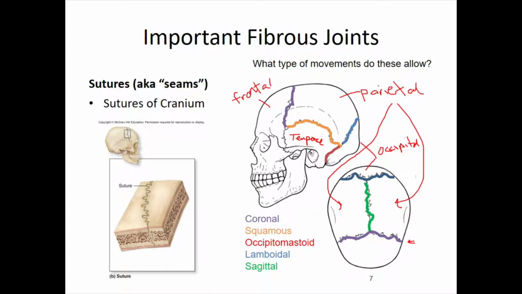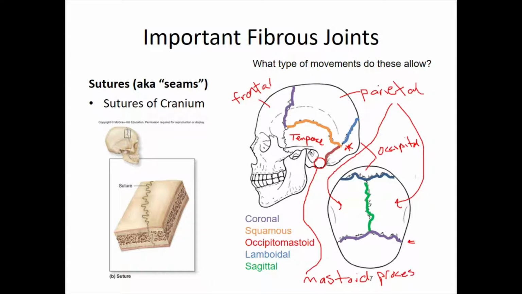And the last one that we have to talk about is the occipitomastoid, and that's between the occipital bone, which is right here, and the mastoid process of the temporal bone. This is called the mastoid process, which is where you're getting that occipitomastoid naming.